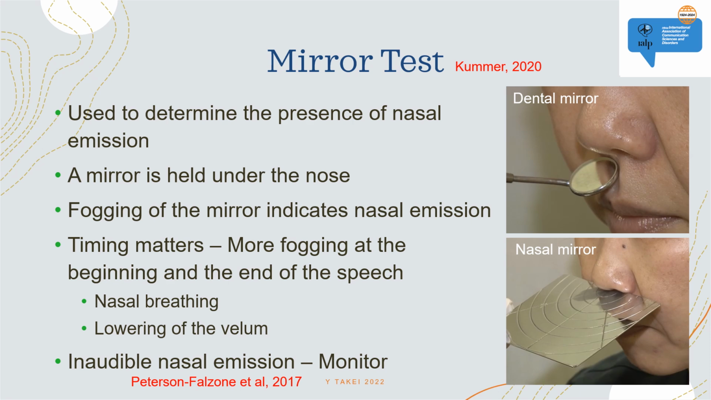At the beginning of the speech, you might pick up normal nasal breathing, and at the end of the speech, the velum lowers and air comes out through the nose. Inaudible nasal emission may be detected by the mirror test. If there is no other evidence of VPD, such as hypernasality or weak consonants, no further treatment is required. But it is worth monitoring the patient just in case.